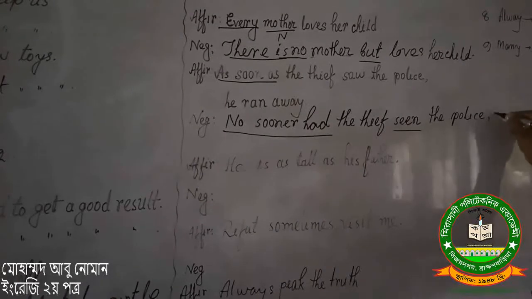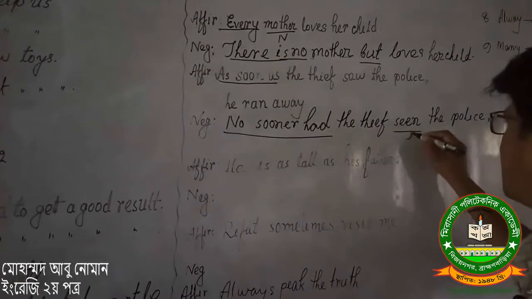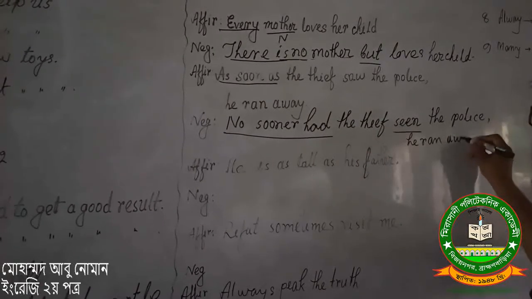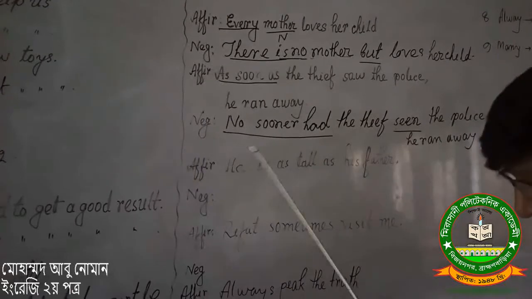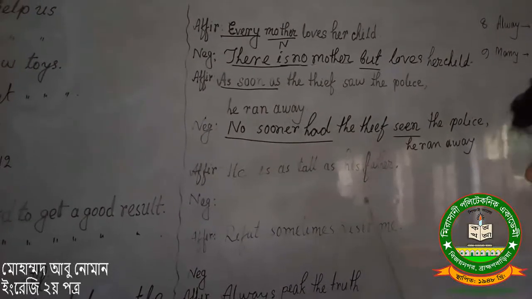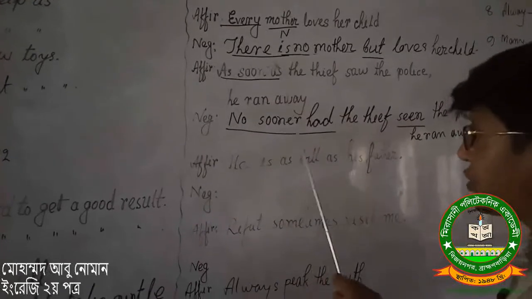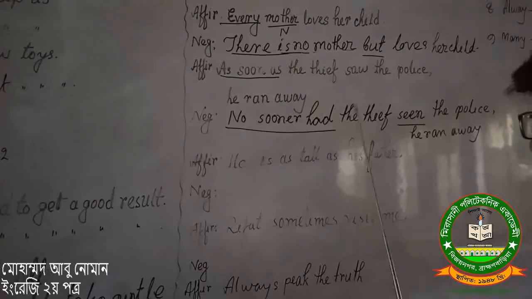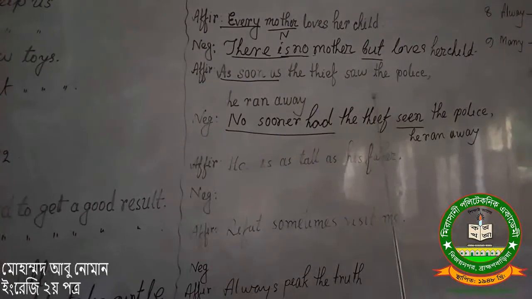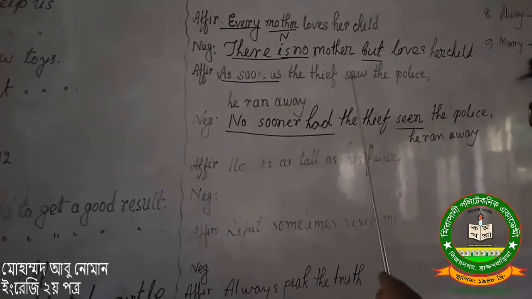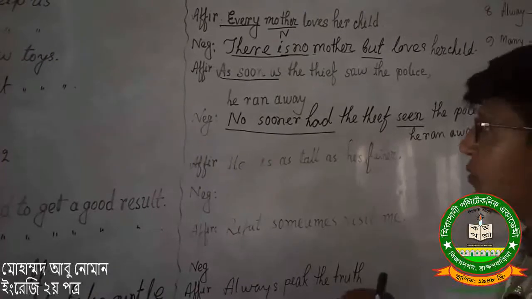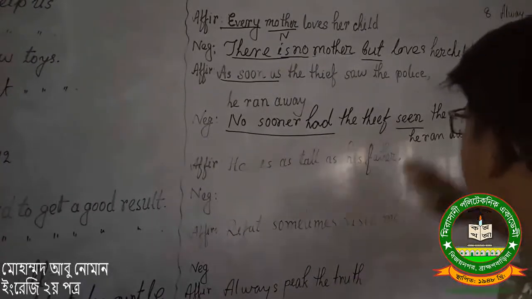The police, he ran away. Do you understand? Instead of as soon as, we have written no sooner had. And after the subject, the verb of the sentence turns into the past participle: saw, seen. The police. No other word will be changed. Without this, all the rest of the sentence will be exactly as it is in the sentence.